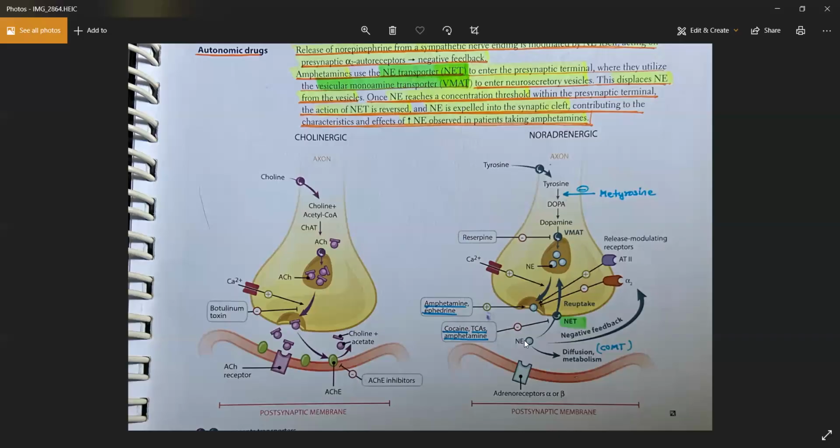And there are certain drugs which inhibit the norepinephrine transporters. These drugs include the amphetamines, the cocaine, and the tricyclic antidepressants, the TCAs. The cocaine, the TCAs, and the amphetamines inhibit the norepinephrine transporter, and as a result, the concentration of norepinephrine in the synaptic cleft would be increased.